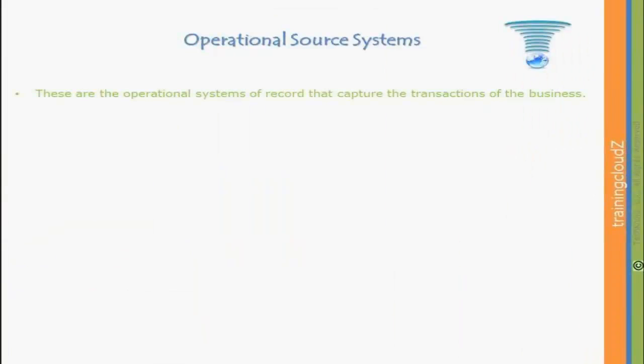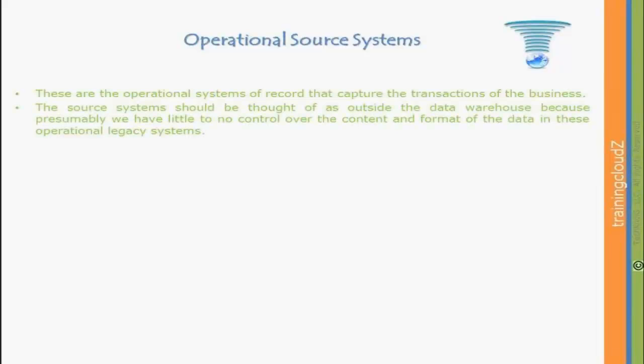These are the operational systems, a system of record that capture the transactions of a business. It is responsible for that. The source systems should be thought of as outside the data warehouse, because presumably we have little or no control over the content and format of the data in these operational legacy systems. Which means just to move data into your warehouse, you cannot ask them to modify the source.